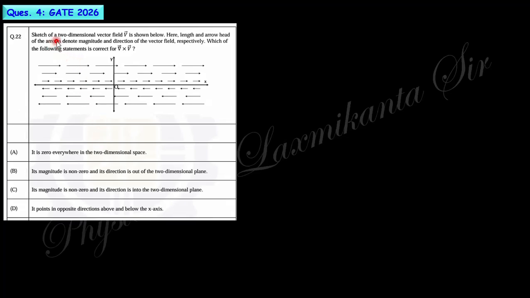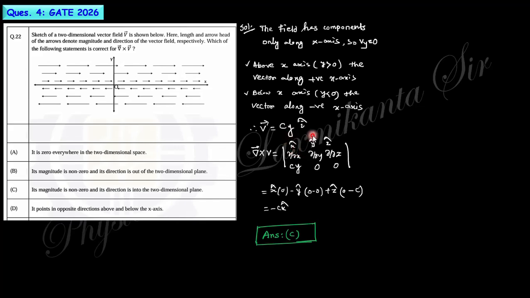Next question says a sketch of a two-dimensional vector field is shown in this figure. Here the length and the arrowhead of the arrows denote the magnitude and the direction of the vector field. The direction is along the positive x-axis when y is positive, and negative x direction when y is negative. So this vector field is along x or minus x, depending on the value of y. With increasing y, the magnitude also increases. So you can write this as c y i cap, right?